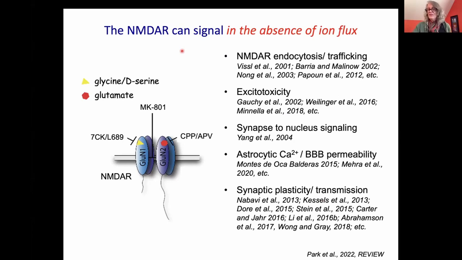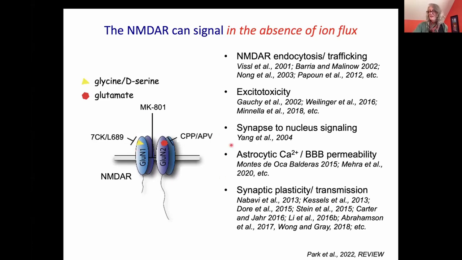Over the years, almost 2 decades now, evidence has been accumulating that the NMDA receptor can signal in the absence of ion flux. Most of these studies were done using various pharmacological agents that can block various aspects of the NMDA receptor. Glutamate binding can be blocked with CPP or AP5, the pore can be blocked with MK801, or the coagonist binding can be blocked with 7CK or L689. I'm going to be talking a lot about this coagonist block, so keep that in mind coming up.